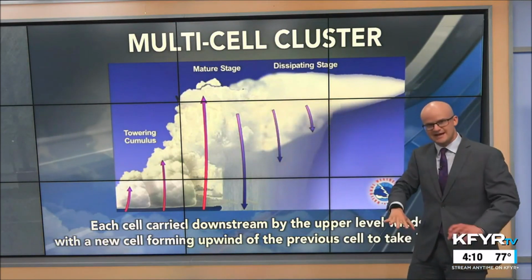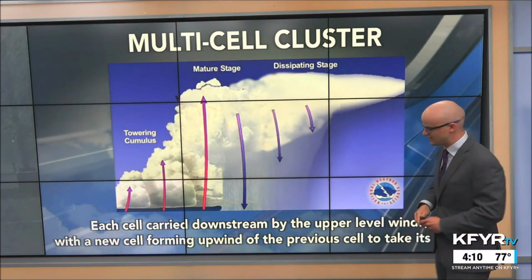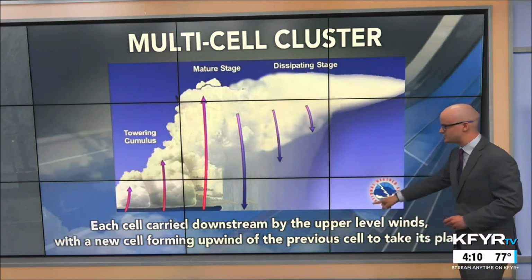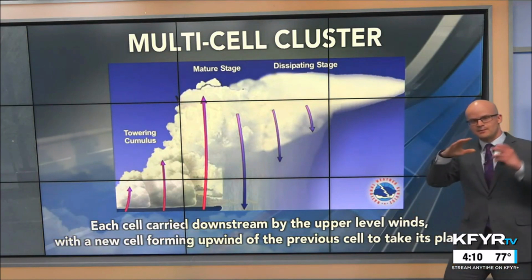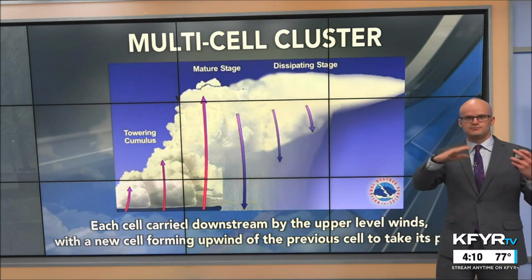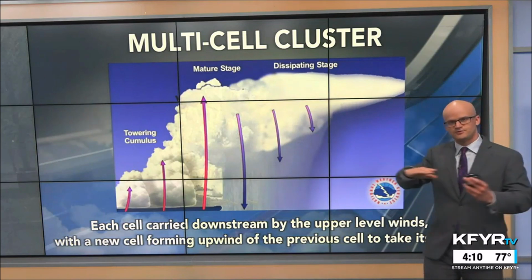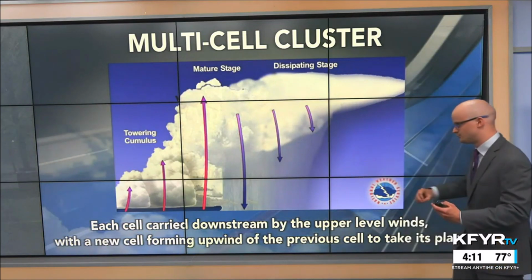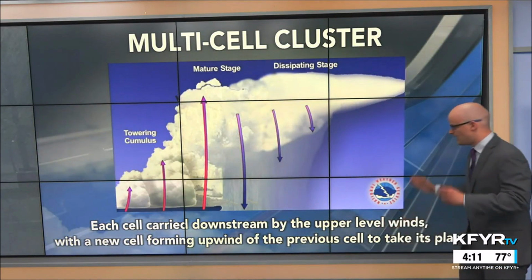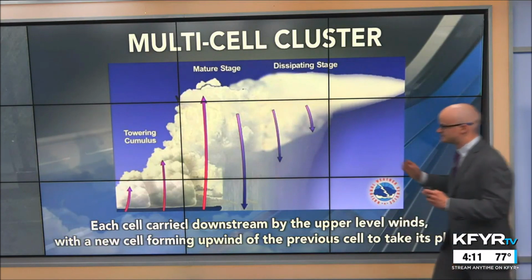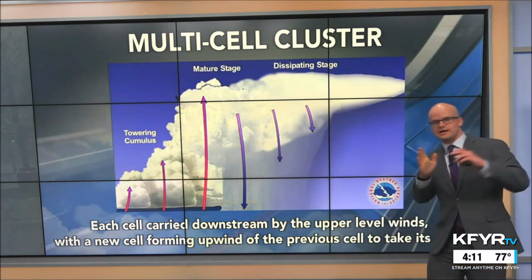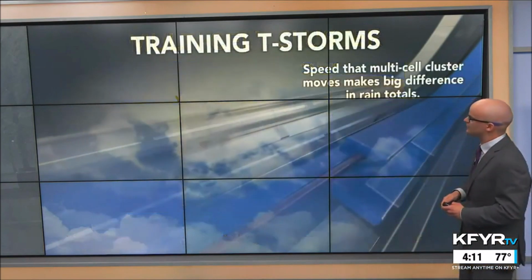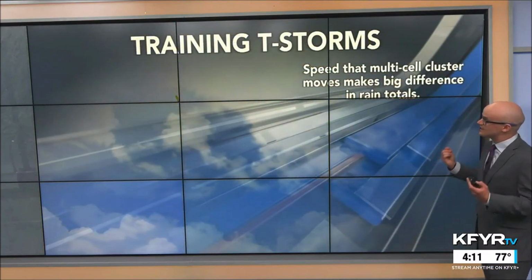They become downdraft dominant. We get the rain-cooled air to descend to the ground. So each cell is carried downstream by the upper level winds. So wherever the winds in the upper levels of the atmosphere are moving, that's where these thunderstorm clusters will move, with new cells forming upwind of those previous cells to take their place. So as they move or propagate forward, we can get new cells that form behind it or nearby. And that's when we can get training thunderstorms.